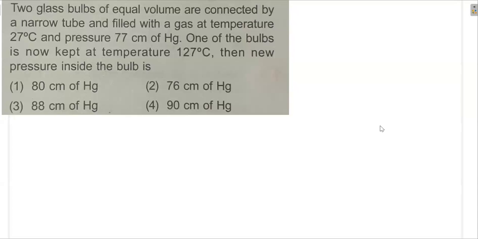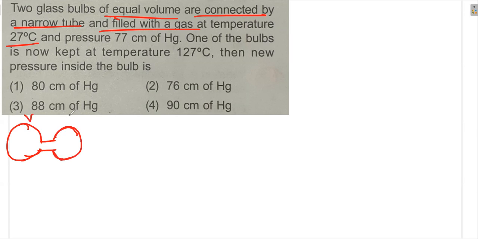Okay, so the next one: two glass bulbs of equal volumes are connected by a narrow tube and filled with a gas at temperature 27. So let's say this is the glass tube. This is one, and it's joined with a narrow tube to another one, like a small dumbbell. They have the same volume, gas at temperature 27. So let's say this is the initial temperature, and this is the initial pressure.